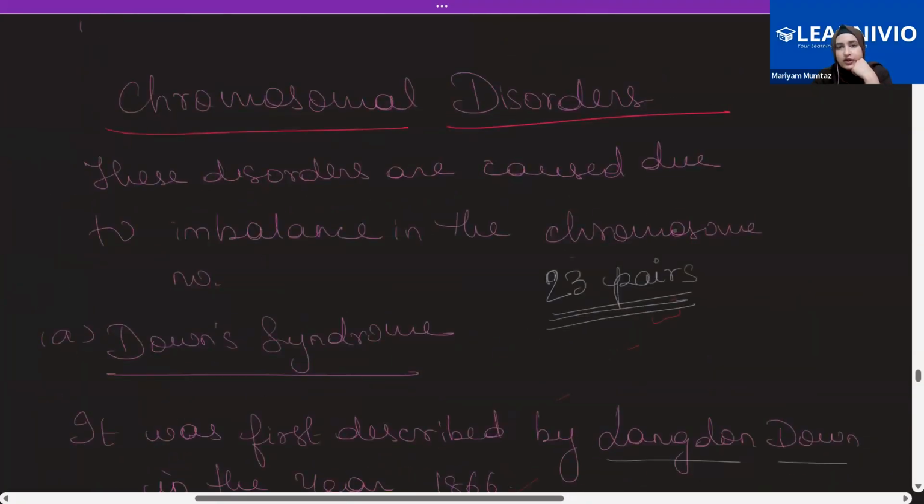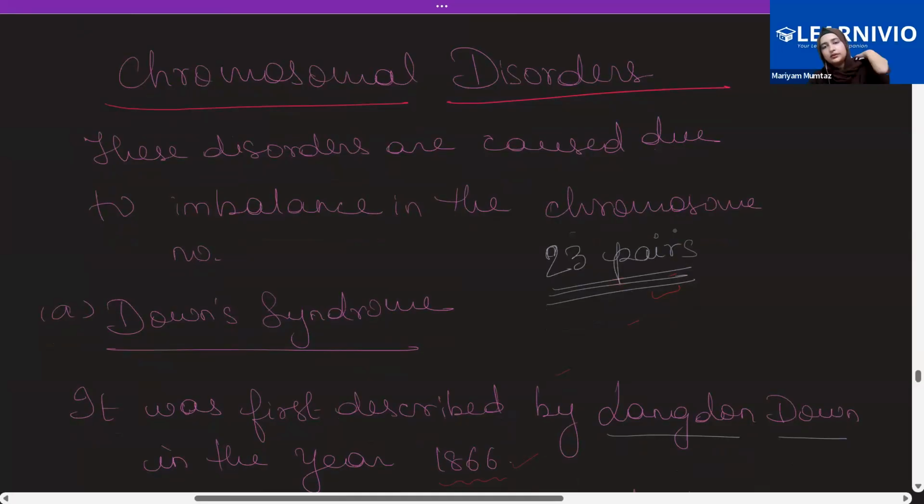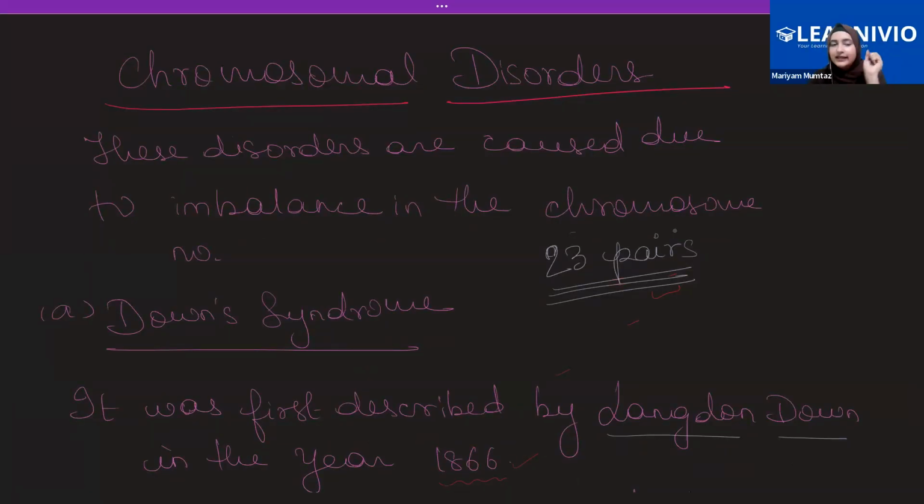Now we come to the topic of chromosomal disorders. This topic doesn't revolve around mutation. Rather, these diseases are because of chromosome number imbalance. Remember, in yesterday's class I told you it is because of faulty fertilization.